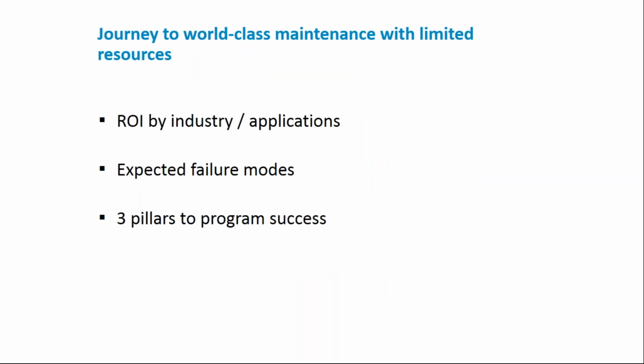So let's talk a little bit about some things that we can help you on your journey to world-class maintenance with limited resources. Let's talk a little bit about ROI, because the question everybody asks is, I need some ROI numbers for my industry. Next, we're going to talk about expected failure modes, and then finally, three pillars to program success.